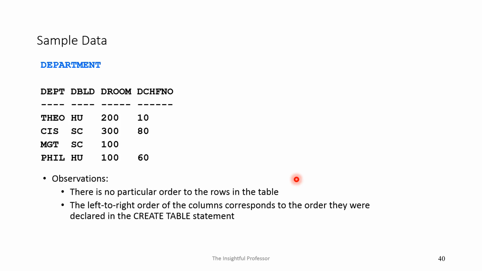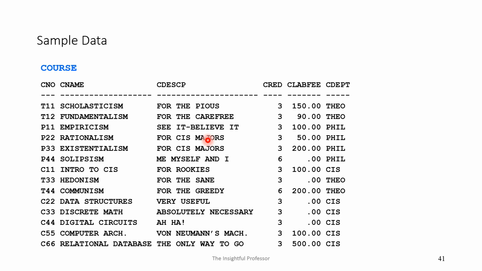For example, select asterisk from department. The left to right order corresponds to the order in which the columns were assigned in the create table statement. So here, to get this data, I did a query such as select asterisk, all of the columns from department, and I had no where clause. Asterisk gave me all of the columns in the same left to right order that was established when the table was created. Here's course. This is our largest table.